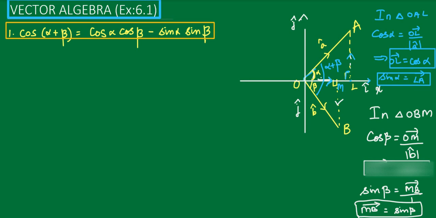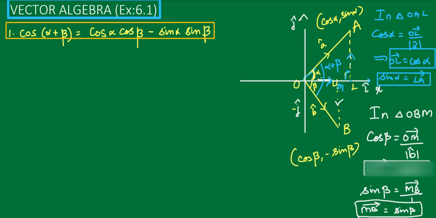Now let us write the coordinates of A and B here. The coordinates of A will be cos alpha, sin alpha. Both are positive in the first quadrant. And for B, this is negative of J cap because it is the unit vector on the negative side of the y-axis. Therefore, the coordinates of B will be cos beta, minus sin beta.